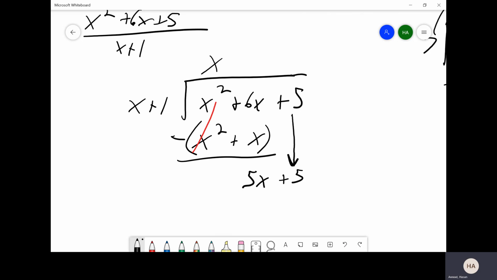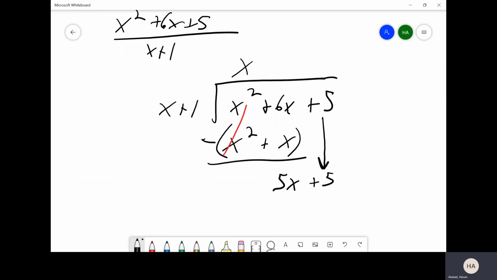Okay, moving on, you now have to ask yourself, what do I have to multiply x by to give me a 5x? Well, this is already x to the first. This is x to the first. So we just need to concern ourselves with the coefficient, right? The coefficient here is a 1, and my coefficient here is a 5. So I just need to multiply by 5. So we put a plus 5, because I'm multiplying by a positive 5 here.